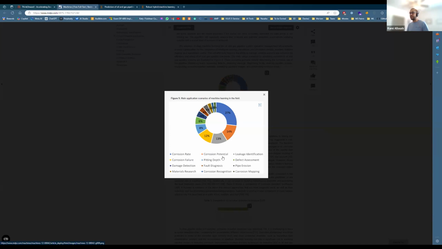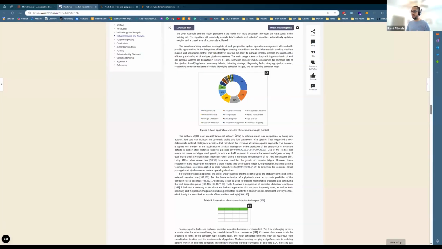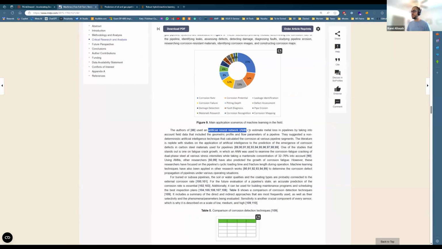Some predicted the corrosion potential. Will this have corrosion or not? Leakage identification, corrosion failure, pitting depth. All of these are terminology in the corrosion world. I believe you should have studied metallurgy or something. But this is all detected using machine learning, like artificial neural networks. So they use that. Let me zoom a little bit. They use that to identify the problem and be able to predict this.